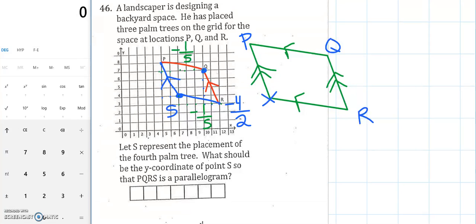The question, however, only asks you for the y coordinate of point S. So the y coordinate is going to be at 4. So my answer is 4. All right, let's move on to the next question.